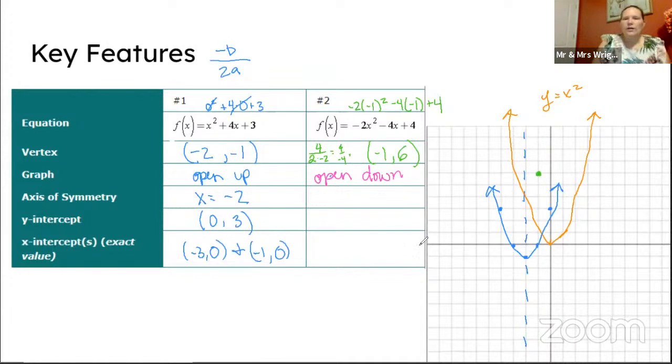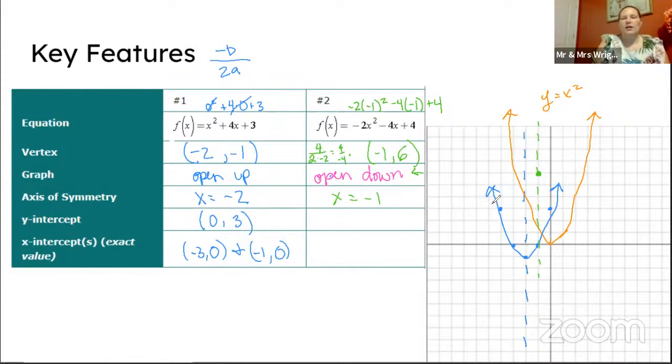But remember, we already filled out this one down here. It says it opens down. Oops, I guess I should have used pink. And what's our axis of symmetry? Our axis of symmetry is right here, and it is our x value of the vertex. So I'm going to say x equals -1 to write that answer for the axis of symmetry.